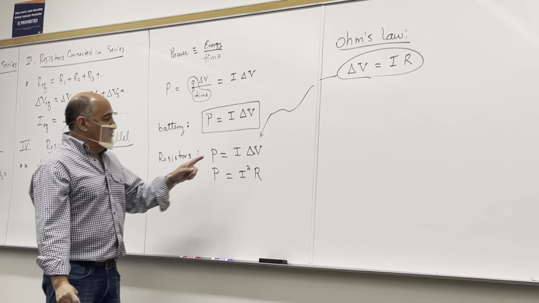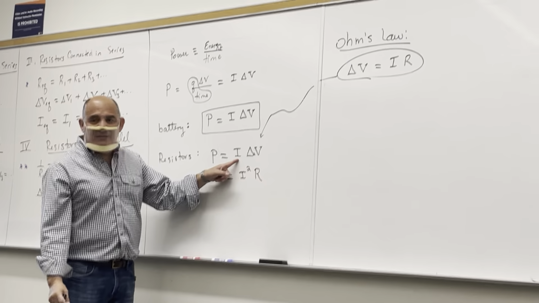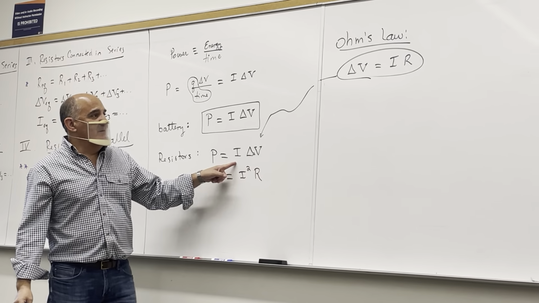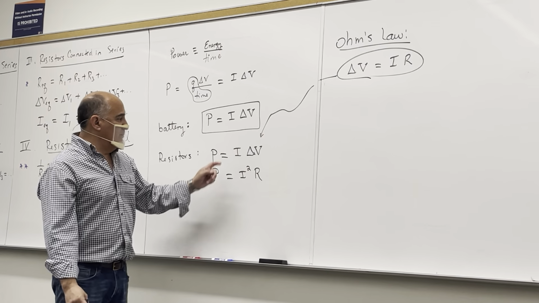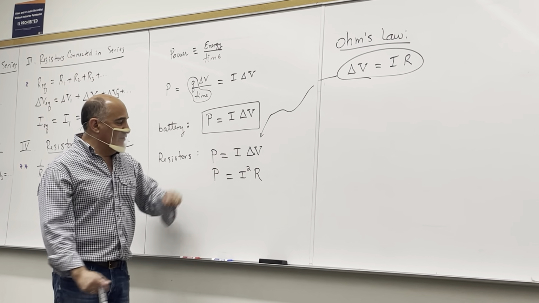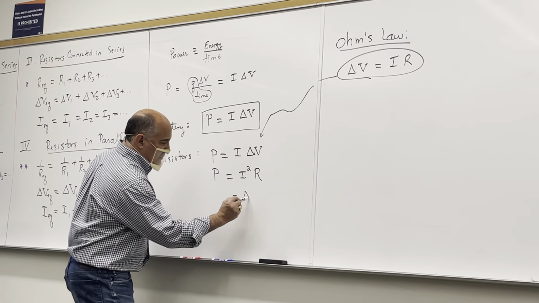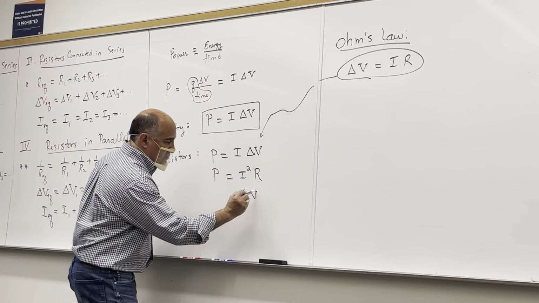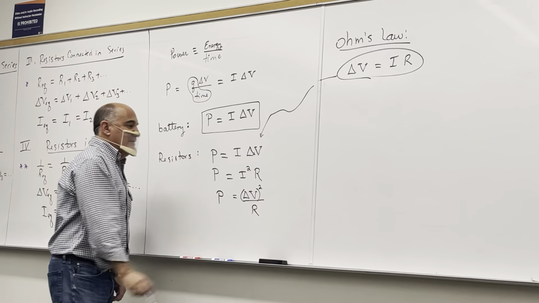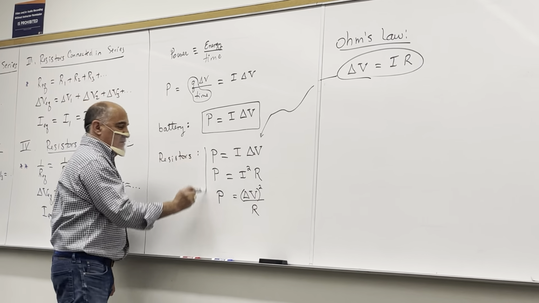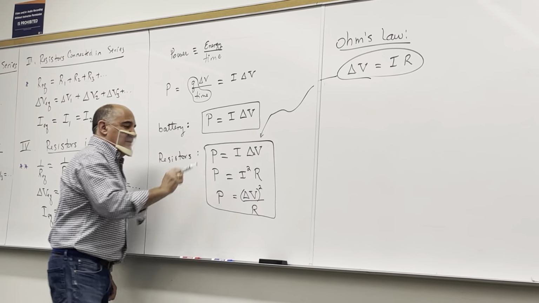Or I could replace the current in this expression by the voltage divided by the resistance. And when I multiply the voltage divided by the resistance by the voltage, I'm going to get the voltage squared divided by R. So I actually have three formulas for the power dissipated by a resistor.